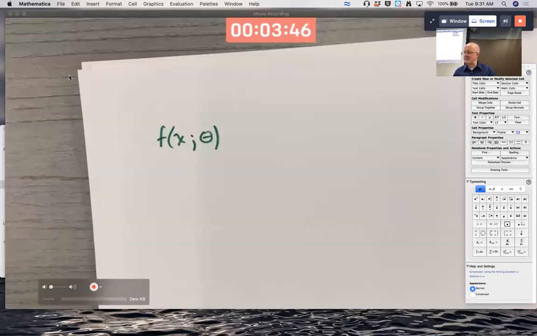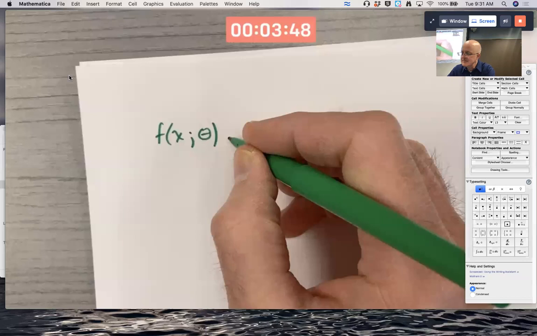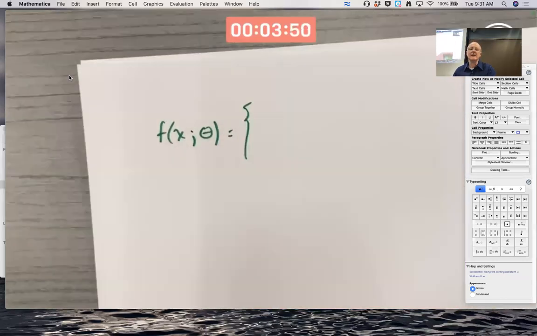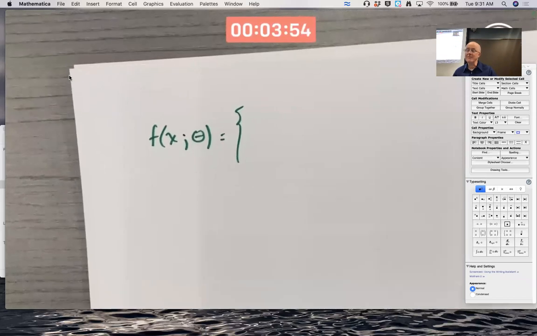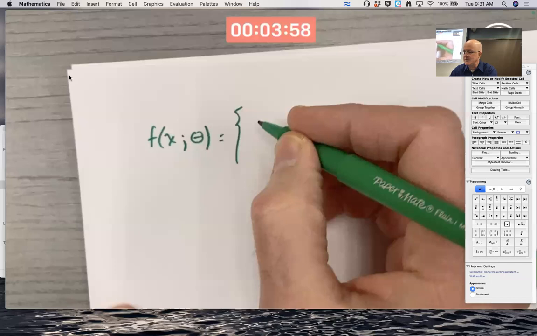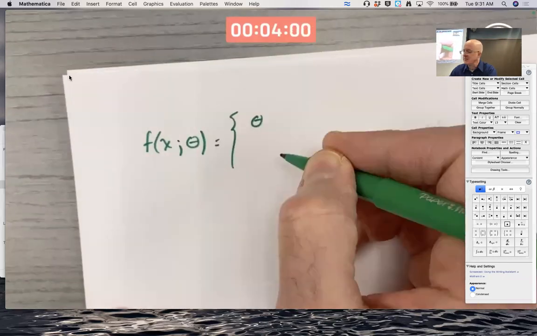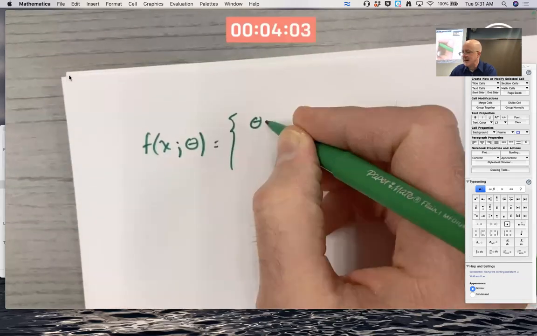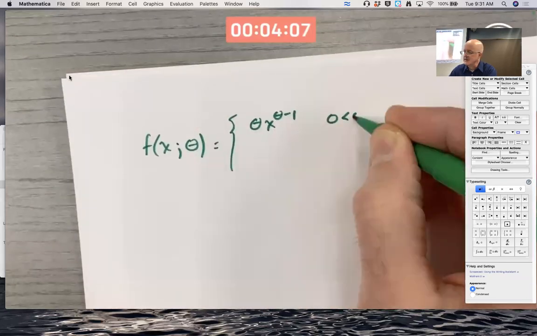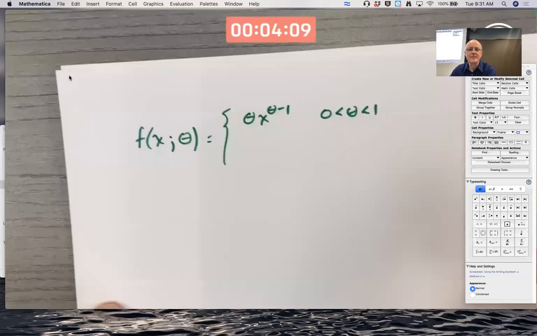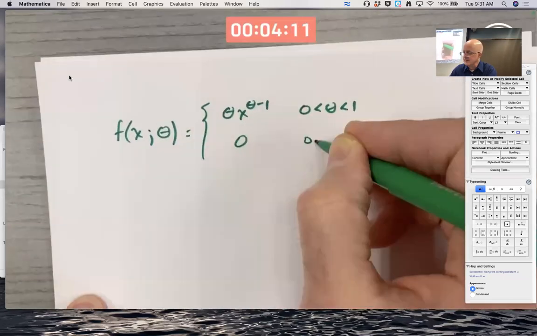Anyway, coming back to the example. The domain where the PDF is going to be positive is going to be 0 to 1. Pretty simple domain. And the formula we're going to use in terms of the parameter theta is theta times x to the theta minus 1, where theta goes between 0 and 1, and 0 otherwise.